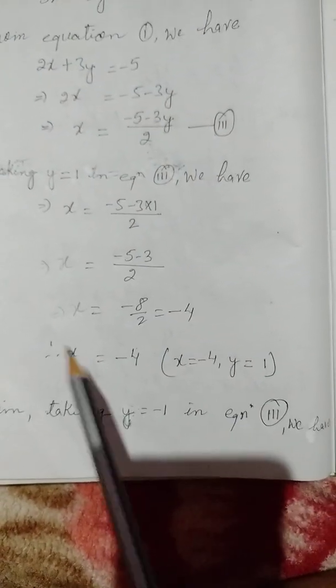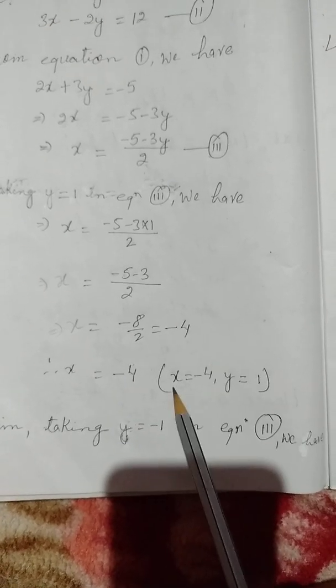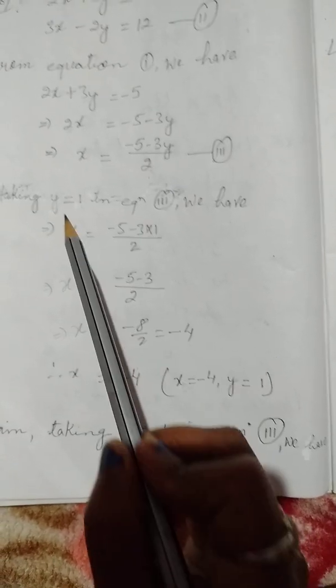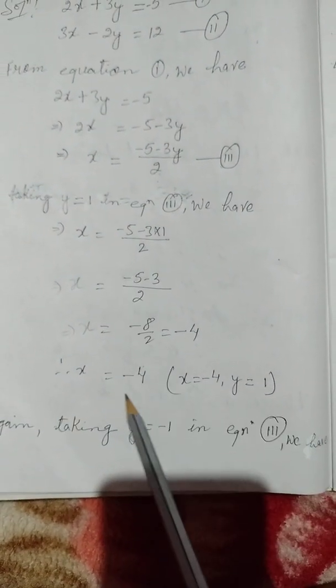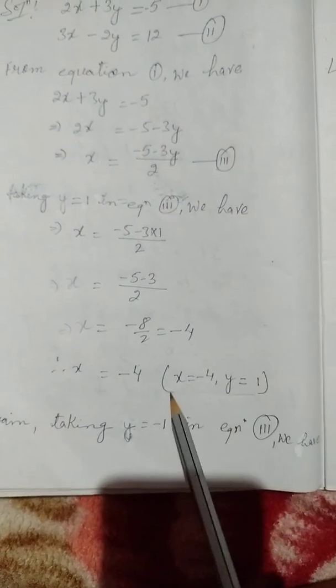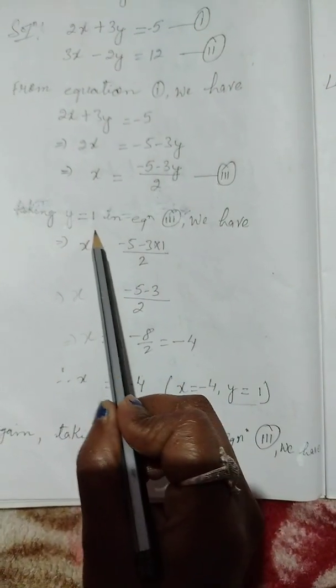Now how will we write it? Therefore x equals minus 4. Good. Now you see x equals minus 4 and y is 1. Every time you finish like this, you have to write this part always. x is minus 4 and y is 1.